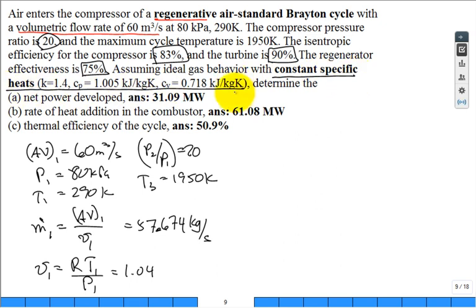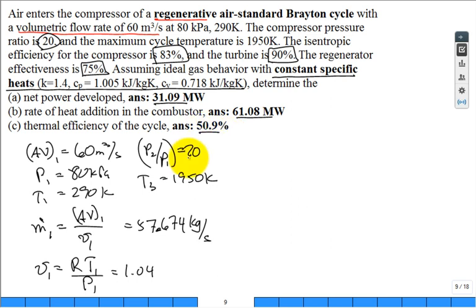Should I go to table A22? Should I go to table A22 for only half of the information needed? Can I solve this problem without ever even looking at table A22? Yes. When you see the words constant specific heats, don't even look at table A22. It's only when it's variable specific heats that you have to go to the air table. Then it asks for the net power developed in megawatts, the heat addition in the combustor in megawatts, and the thermal efficiency.